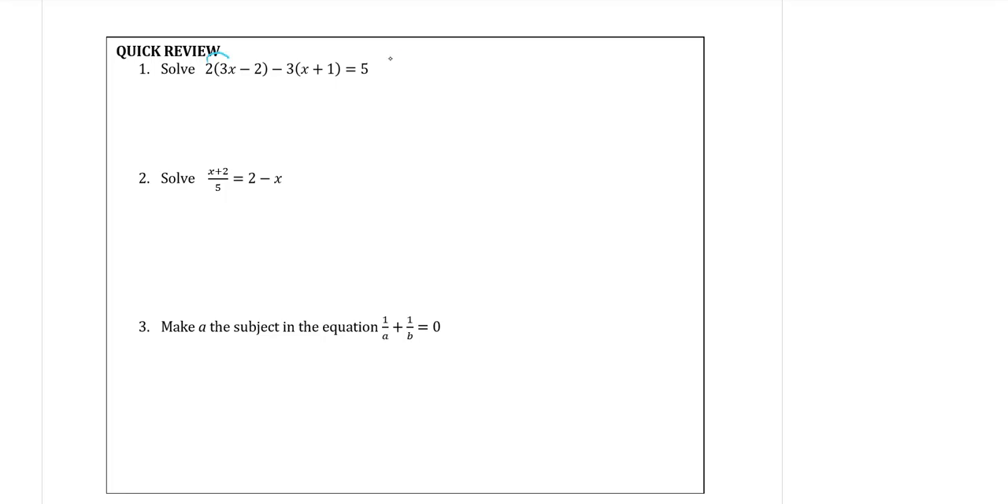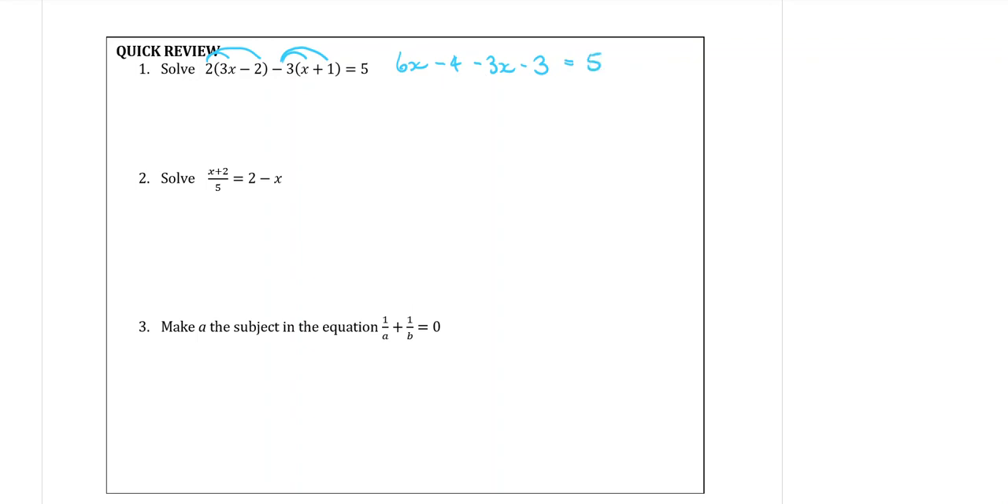2 times 3x makes 6x. 2 times minus 2 is minus 4. Then minus 3 times x is minus 3x. Minus 3 times 1 is minus 3, and that's equal to 5.